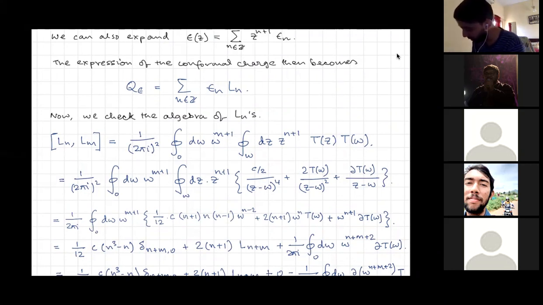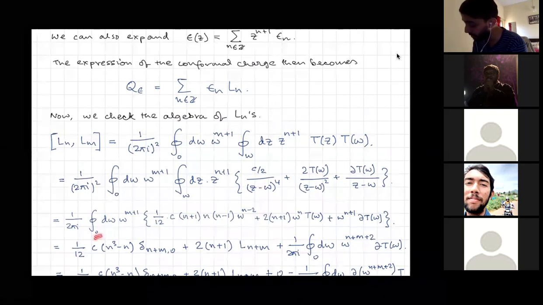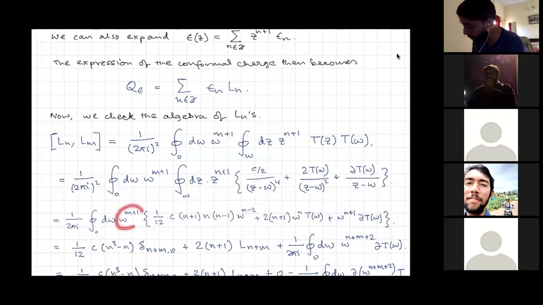Now what do you have? You have a closed integral over the origin. You have an omega to the m plus 1 and omega to the n minus 2. So that is omega to the m plus n minus 1. So this is going to give you a pole only when n plus m is equal to 0. So if n plus m is equal to 0, this is the term that you get, and that is what you have. So this is the first term here.